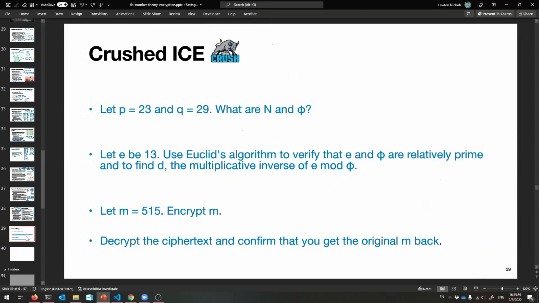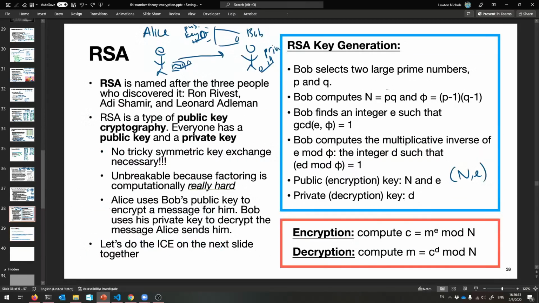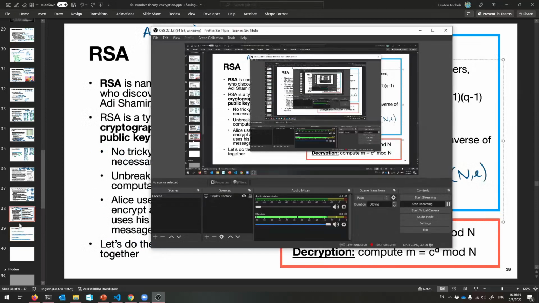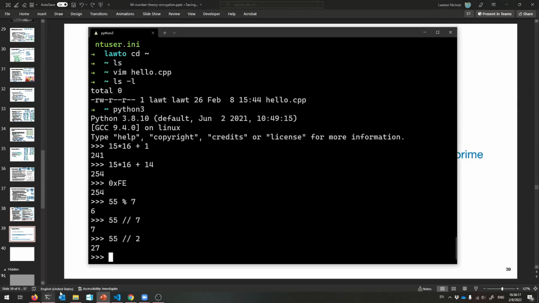So here, let's do a baby version of it with small primes. Okay? So we're going to do this together, because it's a long process. What we do first is calculate our n and phi, right, based on p and q. So n is p times q. Let's do that. That is going to be 23 times 29.